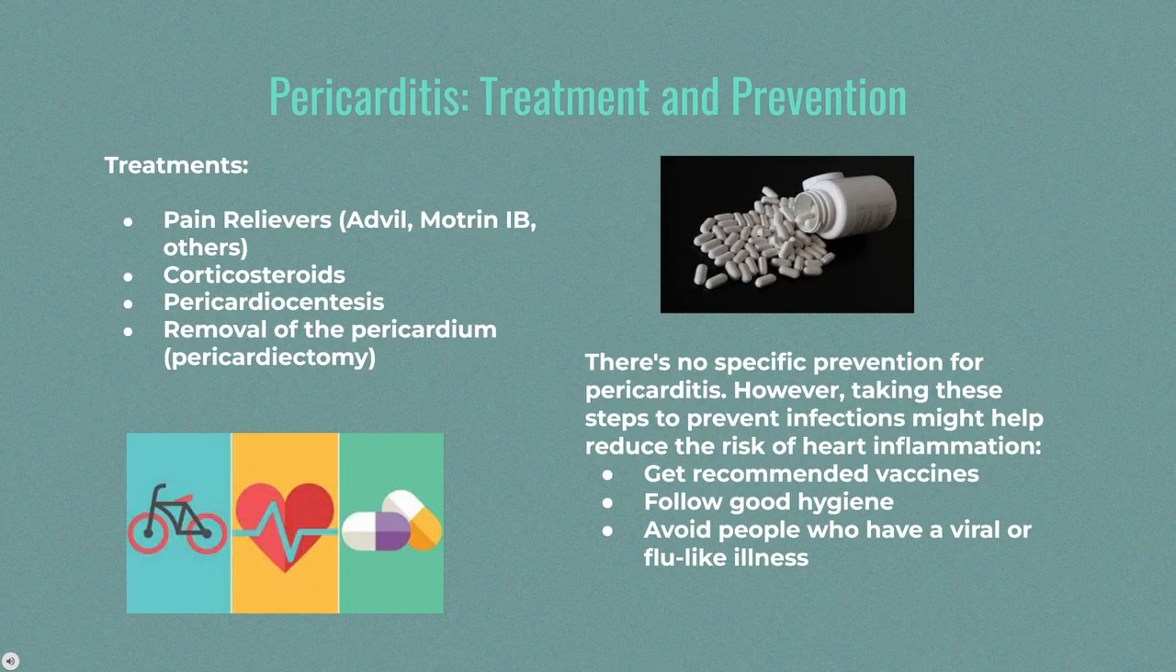Surgeries include pericardiocentesis, which uses a sterile needle or small tube, also known as a catheter, to remove and drain the excess fluid from the pericardial cavity. Removal of the pericardium, pericardectomy, may be needed if the surrounding sac of the heart is permanently rigid due to constrictive pericarditis.